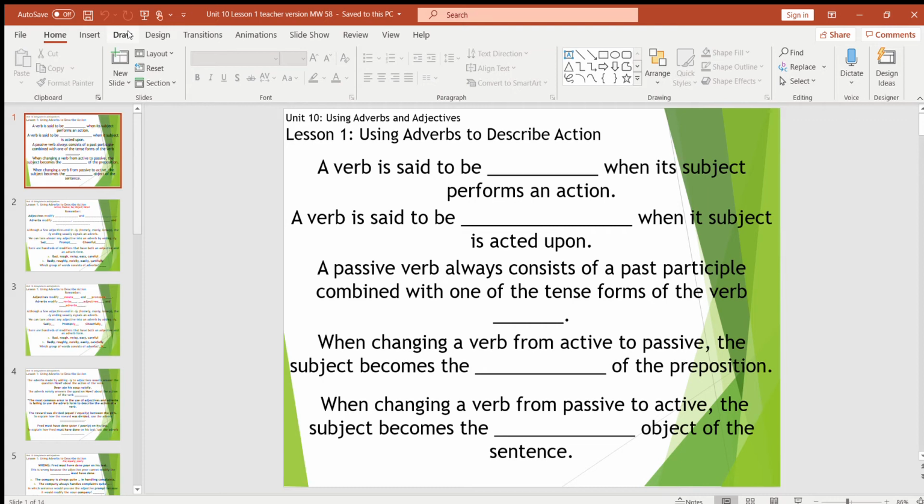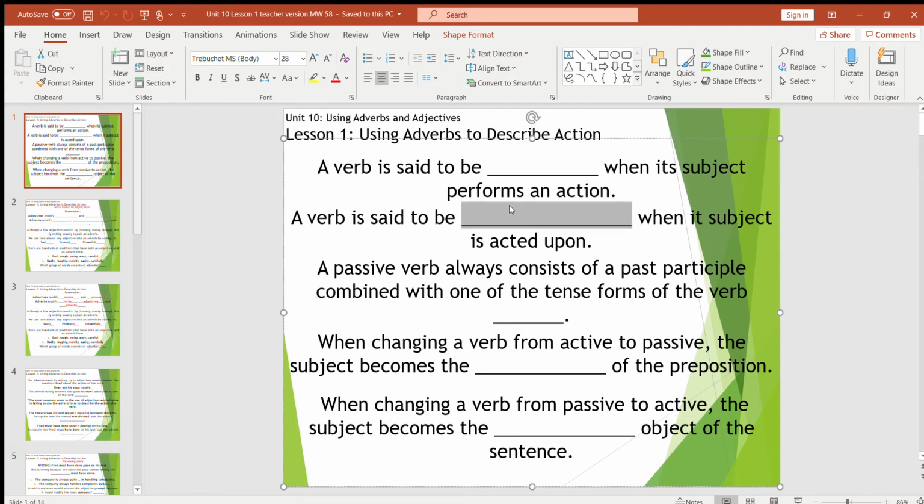So a verb is said to be what when its subject performs the action? Action is a key word here. It starts with an A. It is an active verb. And a verb is said to be the opposite of that when its subject is acted upon. Opposite of active means you are being very passive.